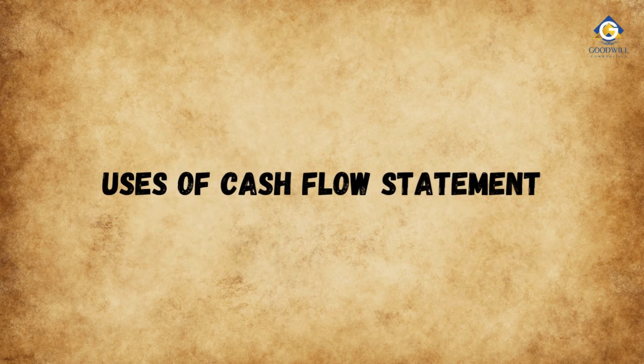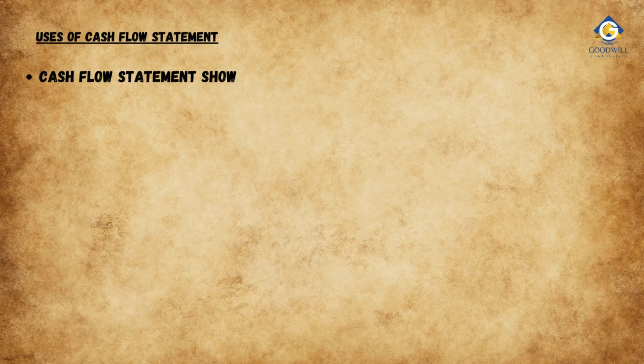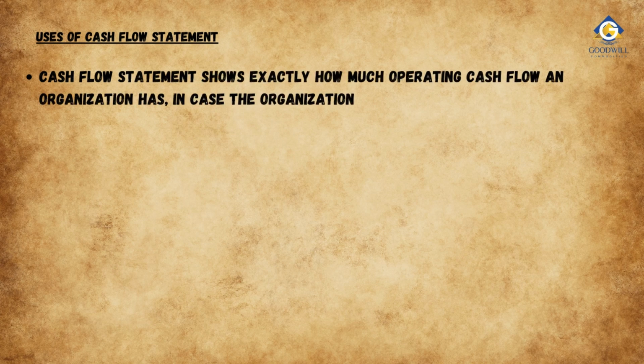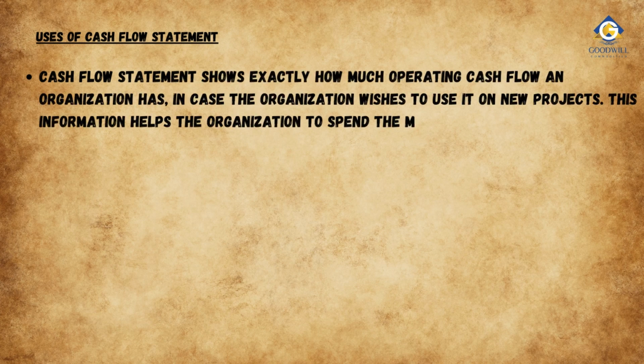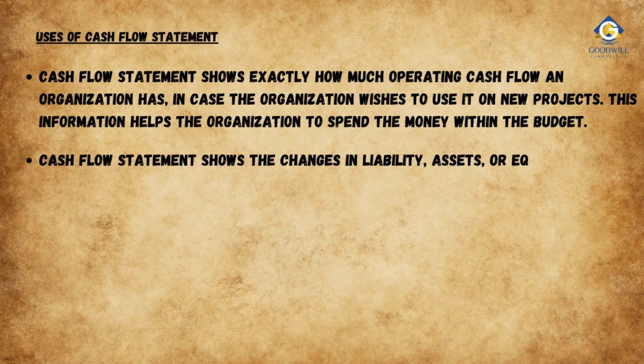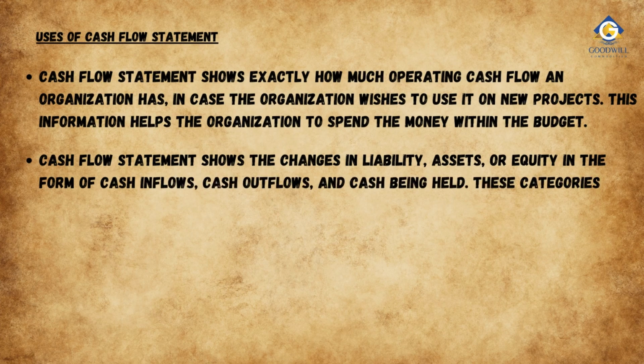Uses of cash flow statement. Cash flow statement shows exactly how much operating cash flow an organization has, in case the organization wishes to use it on new projects. This information helps the organization to spend the money within the budget. Cash flow statement shows the changes in liability, assets, or equity in the form of cash inflows, cash outflows, and cash being held. These categories are the core of business accounting.